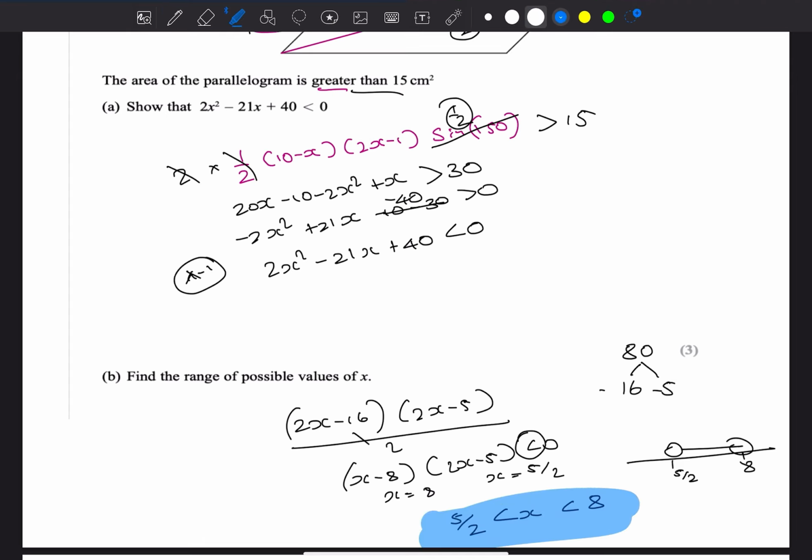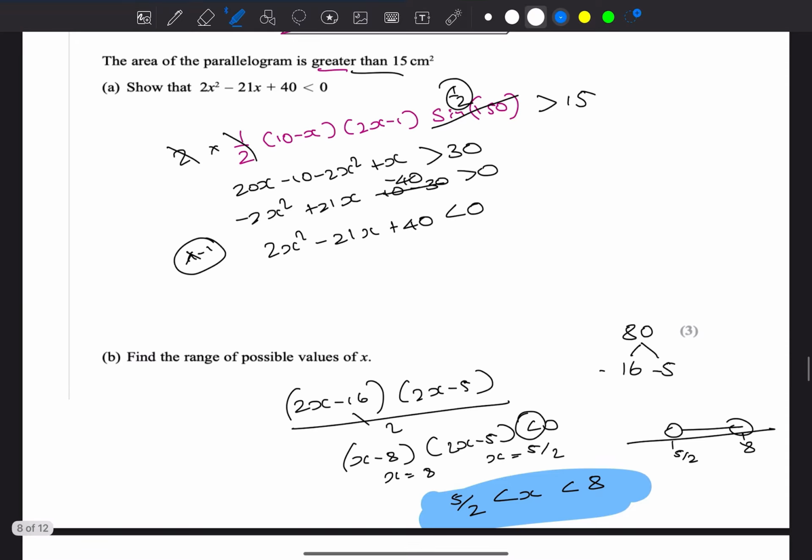Okay, quadratic inequalities coming up. Okay, make sure.